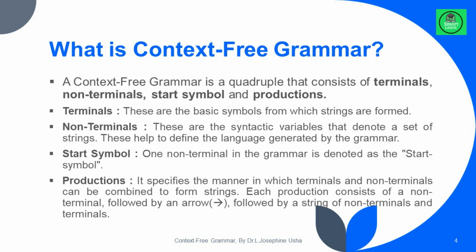It specifies the rules by which the terminals and non-terminals can be combined to form strings. Each production consists of 3 things: first a non-terminal, then an arrow, followed by a string of non-terminals and terminals. Usually the terminals are represented using lowercase letters as well as digits, punctuation symbols, and special characters.